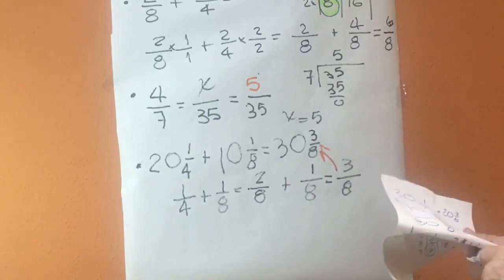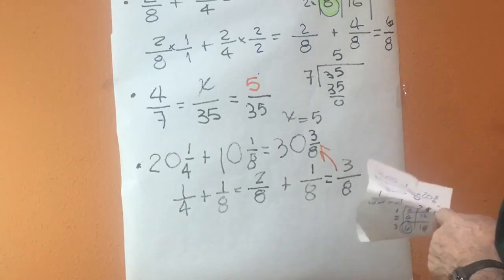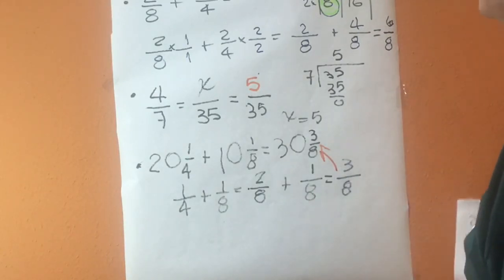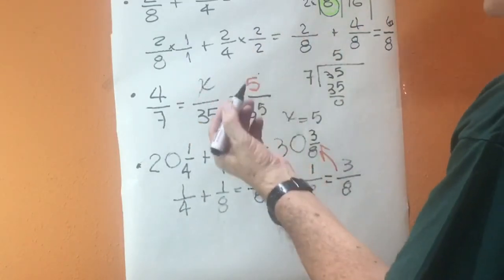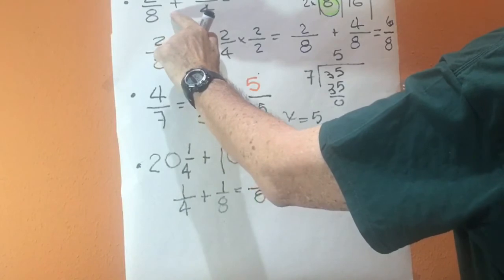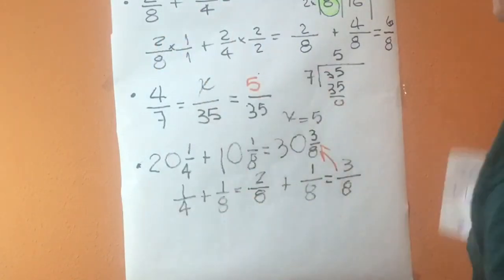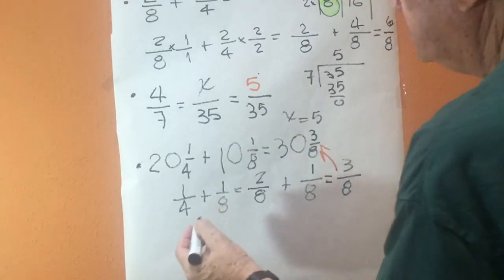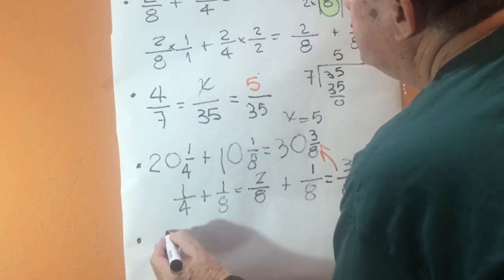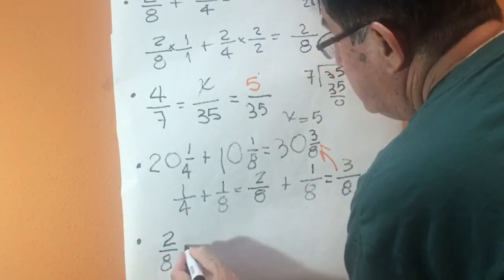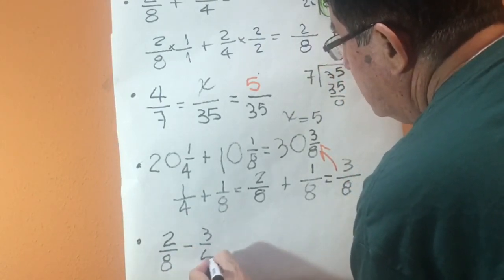This is the way we can add or subtract fractions like this. We can use the same example, just changing the sign here. Instead of having an addition, we can have a subtraction. Let's see it. We have 2 and 1/8 being subtracted by 3/4.